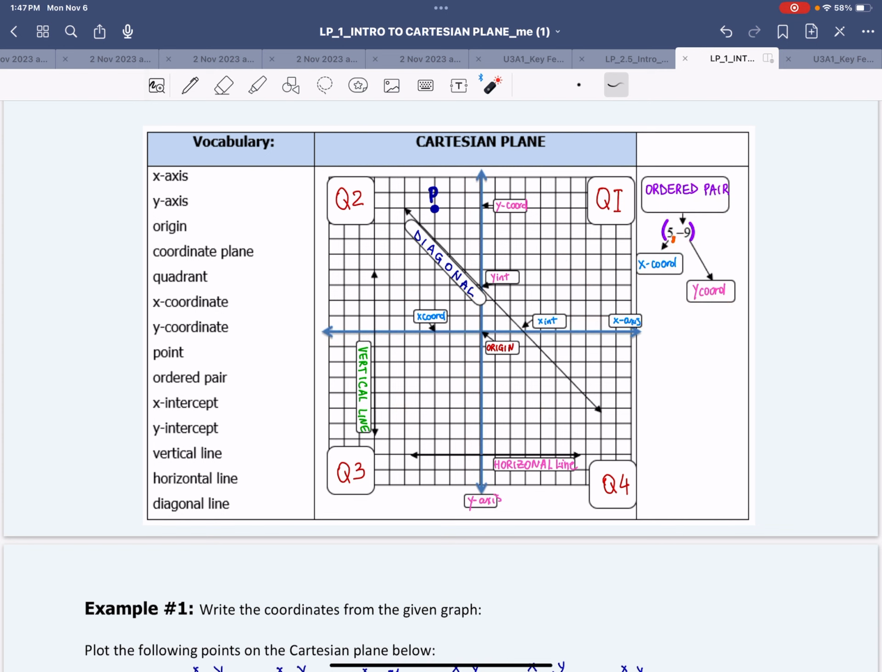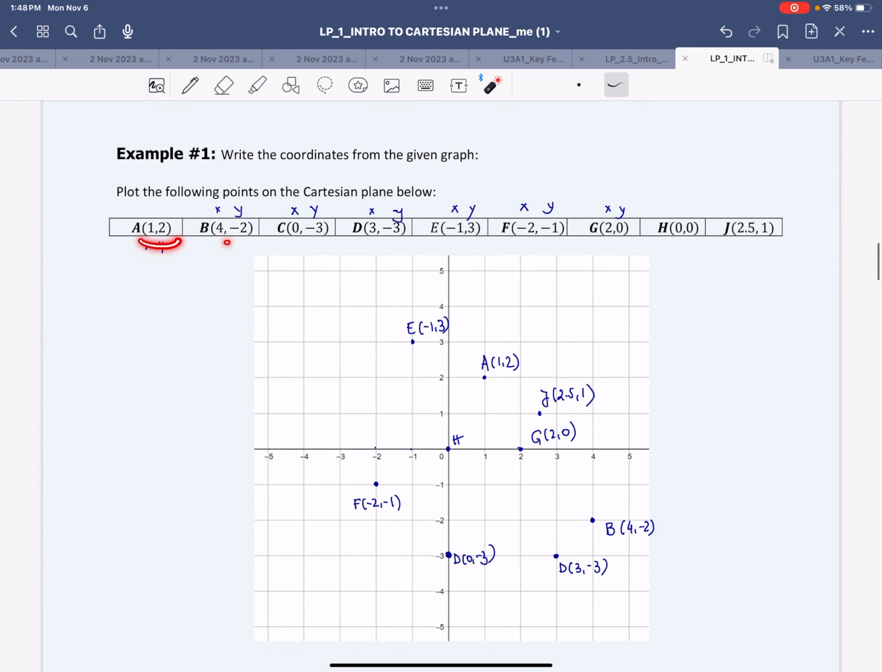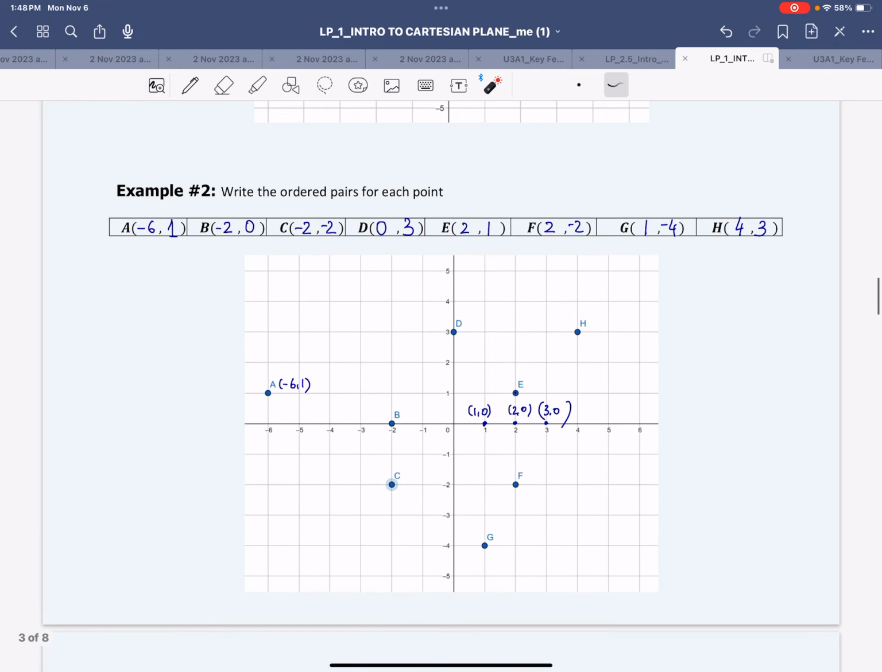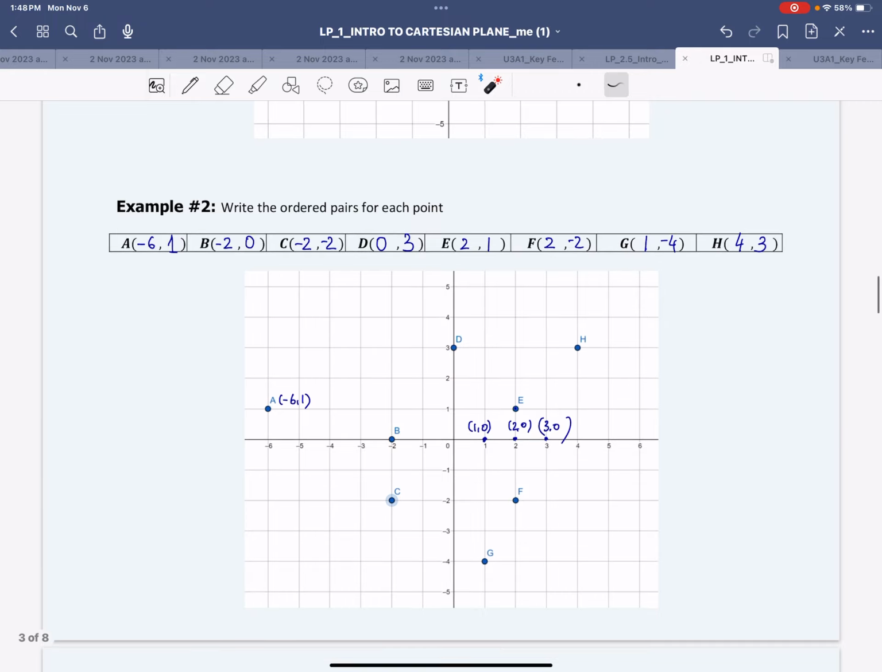We also mentioned the quadrants. So quadrant 1 is when both x and y are positive. Quadrant 2 is when x is negative but y is positive. Quadrant number 3 is when x and y are both negative. And quadrant number 4 is where y is negative but x is positive. We practiced how to plot points when the coordinates were given, and we practiced how to identify the coordinates when the points were plotted on the coordinate grid.